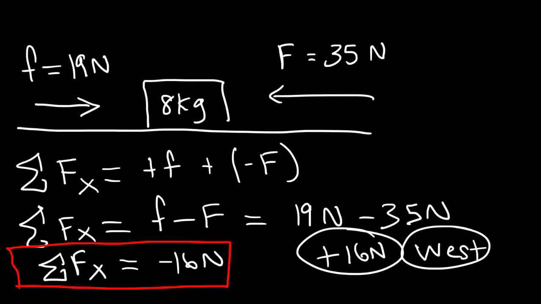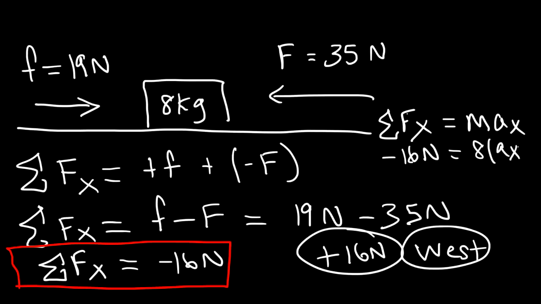So now, what is the acceleration? Once you have the net force, you could find the acceleration, in this case, in the x direction. The net force is m times a. So if this is in the x direction, this has to be in the x direction. The acceleration is always in the same direction as the net force. So it's going to be negative 16 newtons divided by the mass of 8. So the acceleration in the x direction is negative 16 divided by 8. So it's negative 2 meters per second squared.